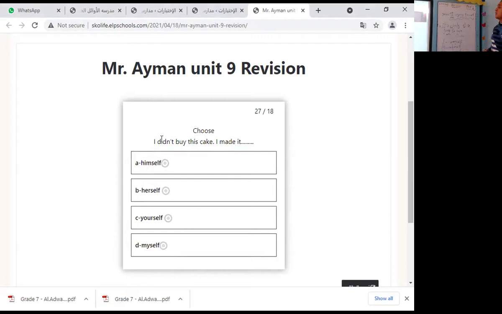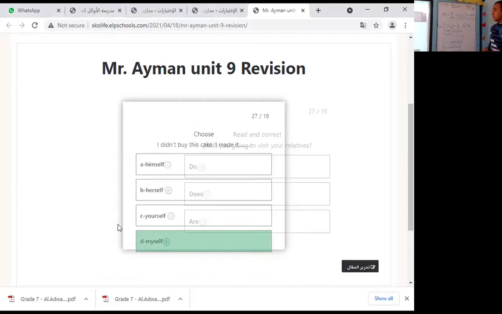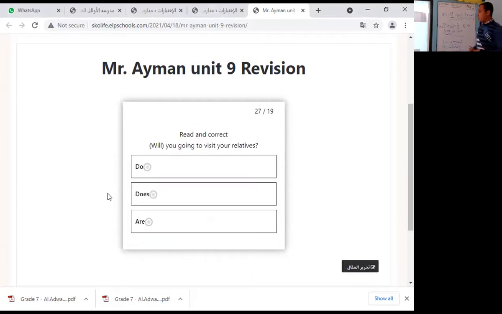Number 18, I didn't buy this cake, okay? I didn't buy it. I made it. Himself or herself or yourself, myself. I made it myself, okay? Number 19, will you going to visit your relative? No, do, does, are you going to? Going to, verb to be. We start with verb to be, subject, and going to plus infinitive.